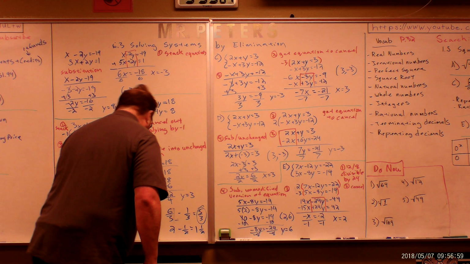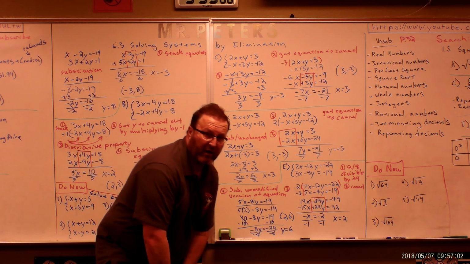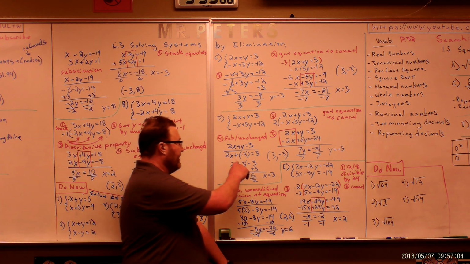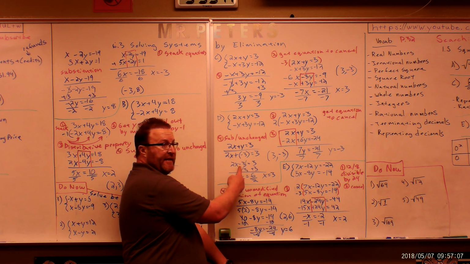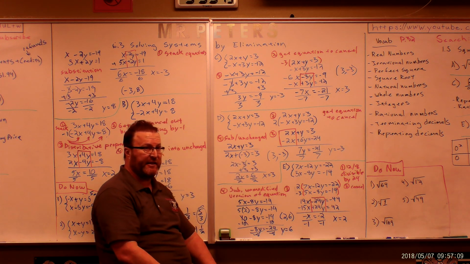So that -3 goes inside parentheses, we do have distributive property here, okay? This is going to be a positive times a negative, it's going to turn this negative. So we want to take care of those parentheses as the very first step.